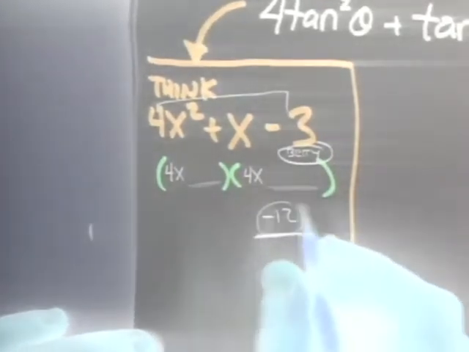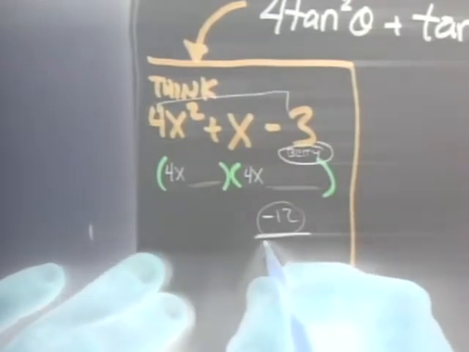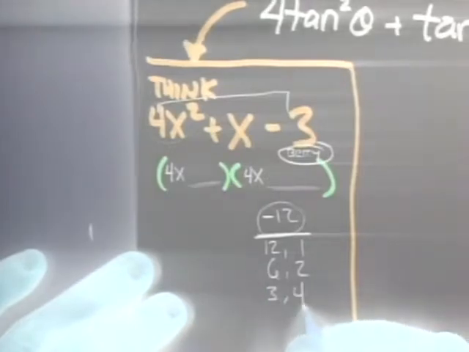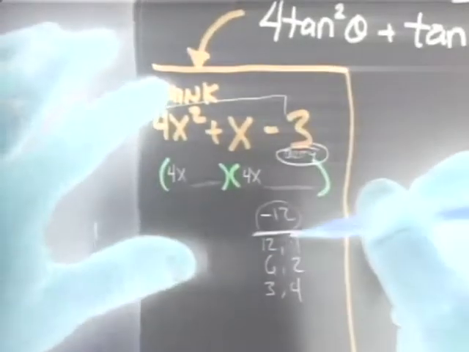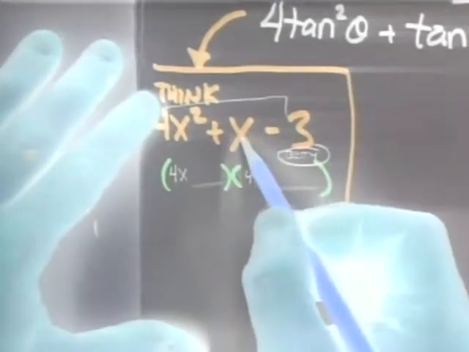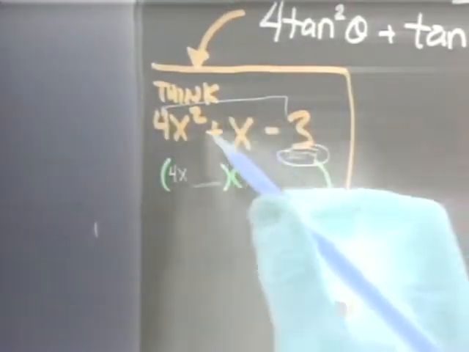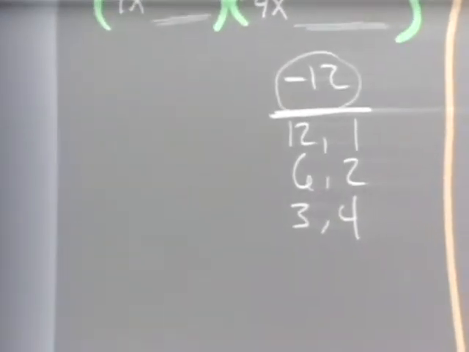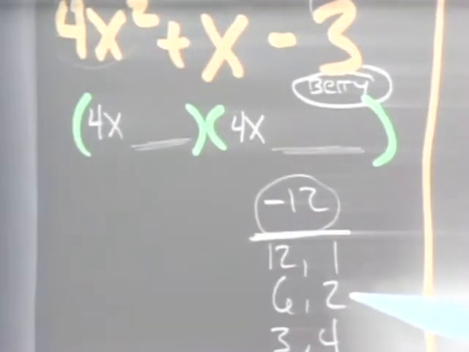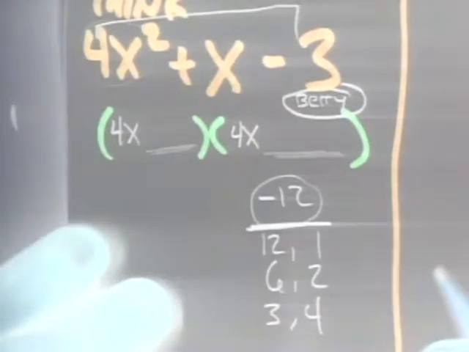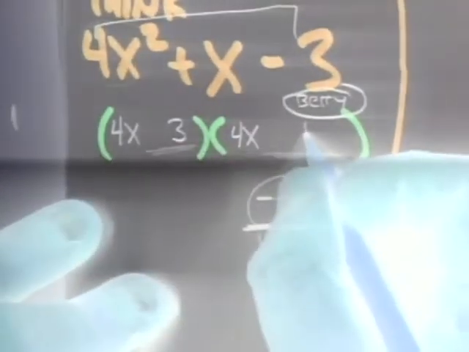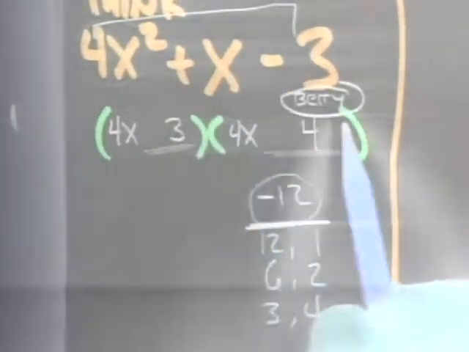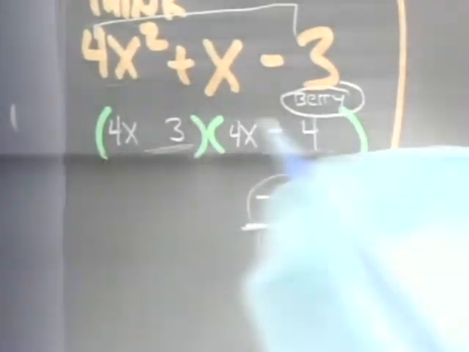So whatever the numbers are, they're going to somehow multiply to negative 12. So I just list out all the ways that you can get 12. I don't worry about the negative so much. You've got 12 and 1, 6 and 2, and 3 and 4. Then you have to choose a pair that you can add or subtract to get this coefficient, 1. 12 and 1, no. 6 and 2, no. But 3 and 4, I can get a 1 out of it. So put a 3 and a 4 in there, and make it a positive 4 so you get a positive 1.